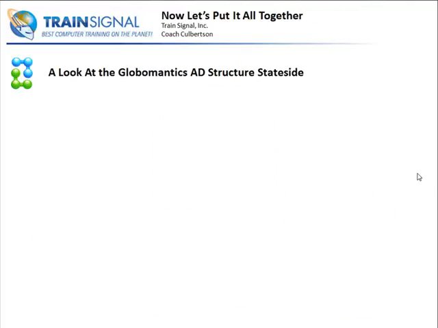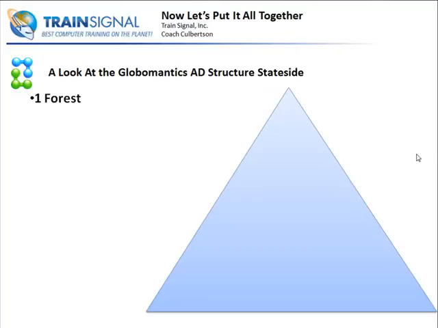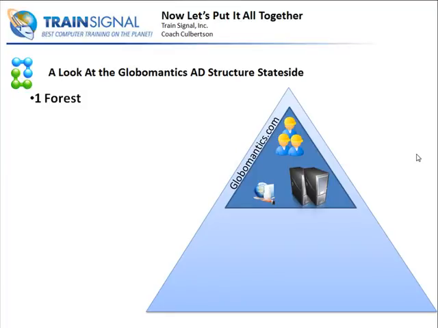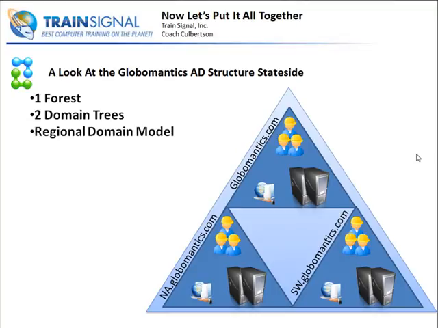All right, so now let's put all this together and let's take a look at the Globomantics Active Directory structure over in the United States. We're going to start off with one forest. Now, Globomantics is not a huge company as of yet, so we can get away with one forest, and we're probably going to go with 2 domain trees with a regional domain model. It's a very common way to set up an Active Directory forest and tree structure.